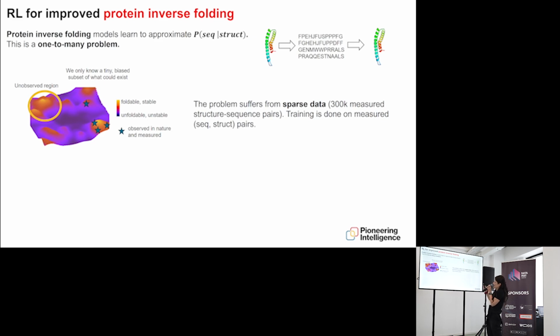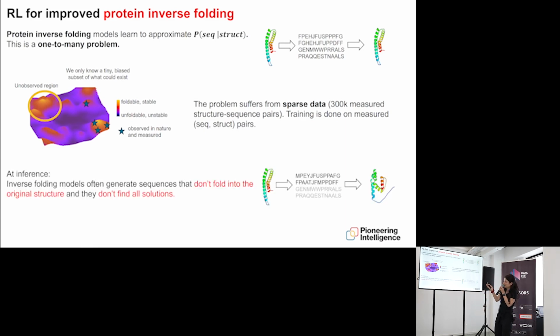The training is done on these structure-sequence pairs. 300,000 or 250,000 is just an absolutely tiny drop in the ocean if you think about that huge combinatorial space of 20 amino acid types and lengths from 10 to thousands. So you can really think about this being kind of like a protein universe where there is a lot of space where there is nothing measured. And the truth is there might also be nothing stable. So we really don't know what is out there. And with that data, we will definitely not learn the ground truth distribution.